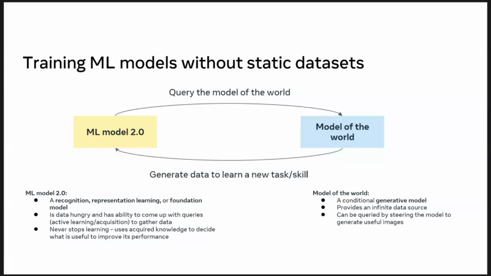On the other hand, we have the model of the world, and we can think of this model as a conditional generative model that provides a source of infinite data to train our machine learning model 2.0. This model can be queried by controlling the generation process in order to get the images that are useful to train the machine learning model 2.0. So we have this interaction between the machine learning model that we want to train and the model of the world, in that the machine learning model queries the model of the world to gather the data that it needs in order to improve its own performance.